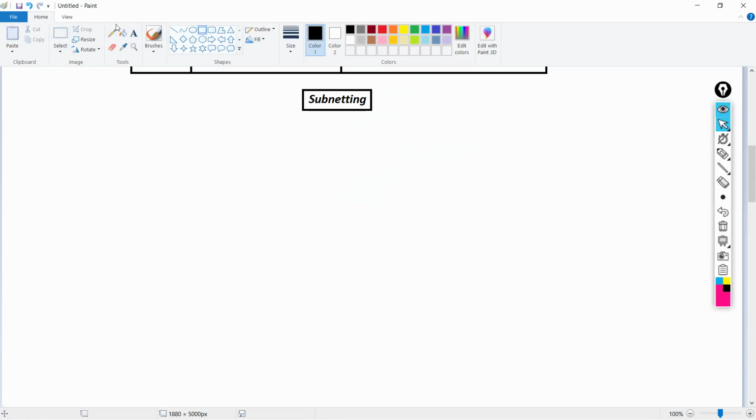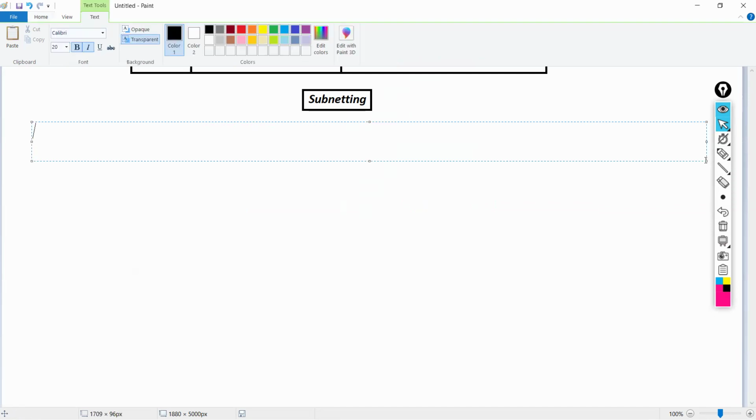Okay, so first of all, let's talk about subnetting. What is subnetting? Subnetting is the process of dividing a large network into multiple smaller networks. Why? Because we want to reduce the wastage of IP addresses.